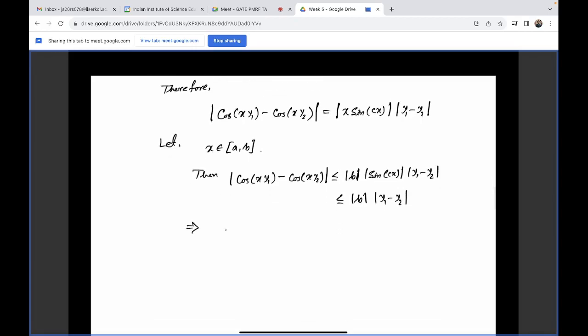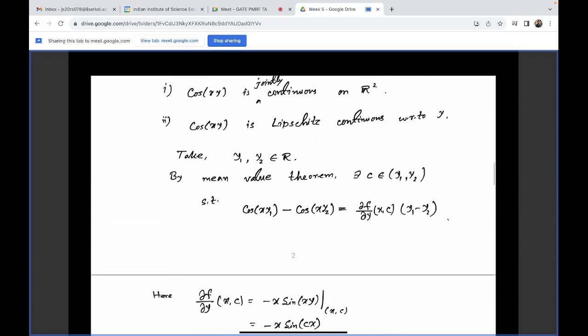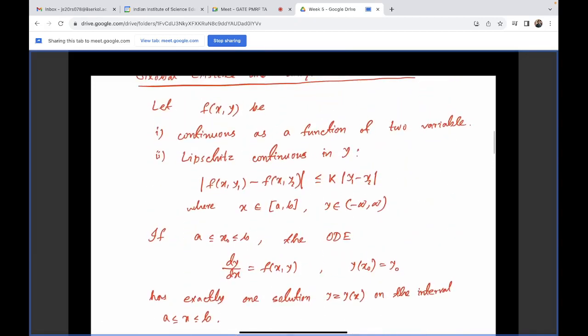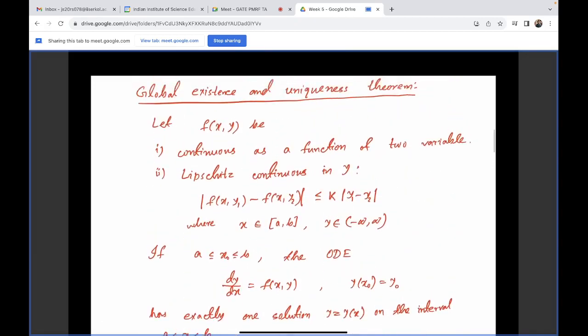which implies cos of xy is Lipschitz on AB, right? And y is in the whole real line, right? On x belonging to this and this, right? So therefore we have satisfied conditions 1 and 2 for this theorem.